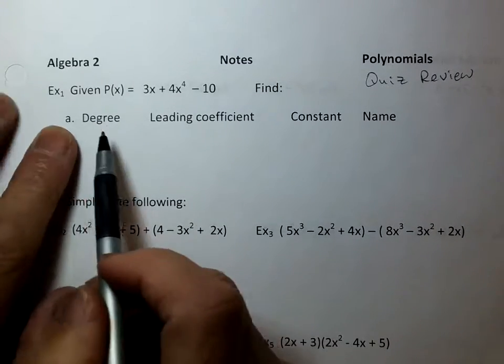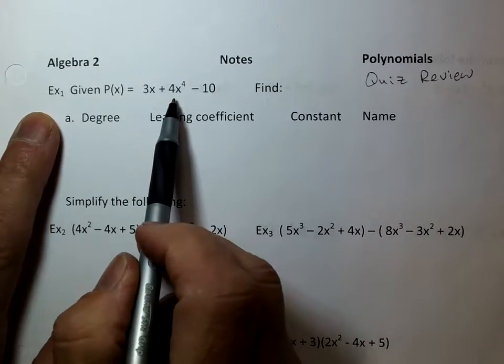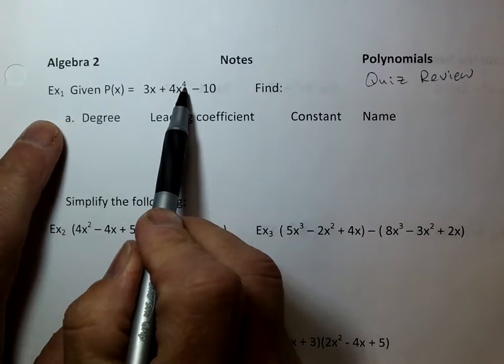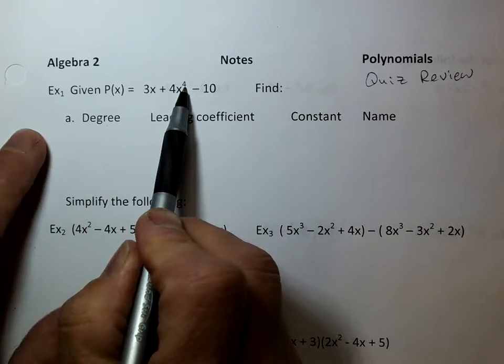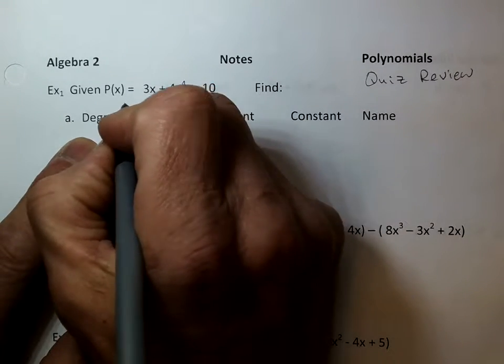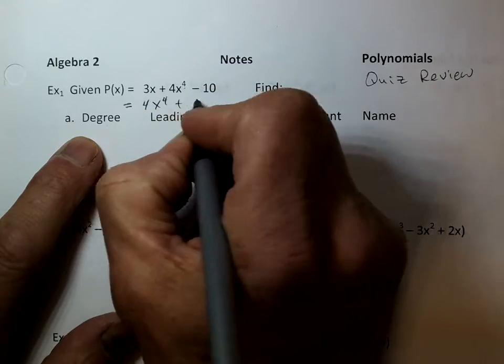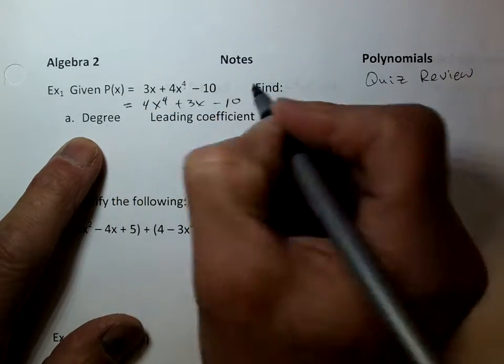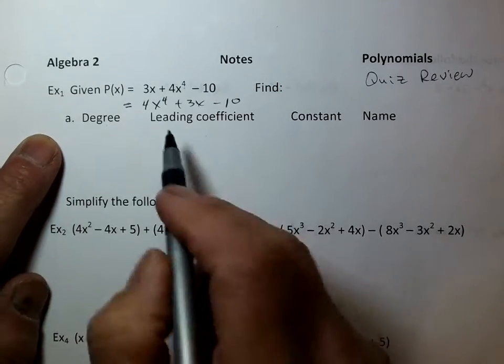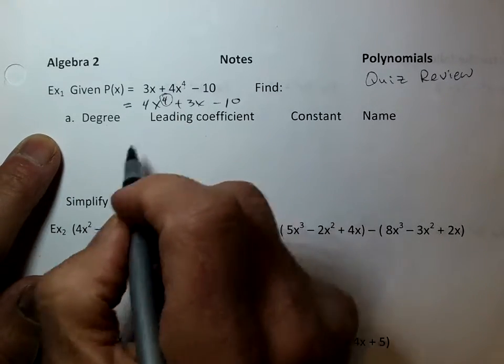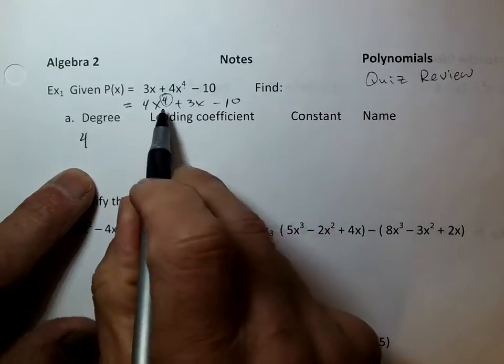So first of all, example 1, what I want to do is rewrite it because it's not in order. I like to have the biggest exponent first, so what we call descending order. I'm going to rewrite it as 4x to the 4th plus 3x minus 10, okay? So the degree is 4 because it's the biggest exponent. So degree is 4, it's always the biggest exponent.